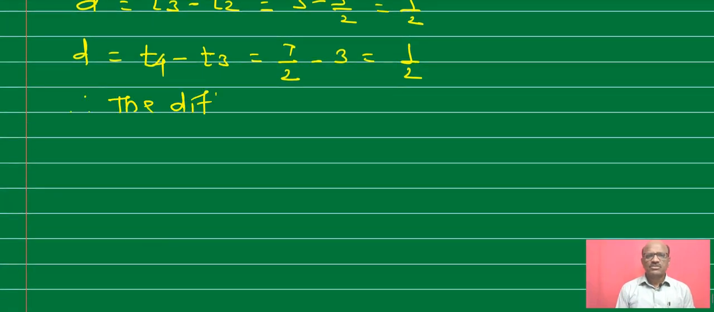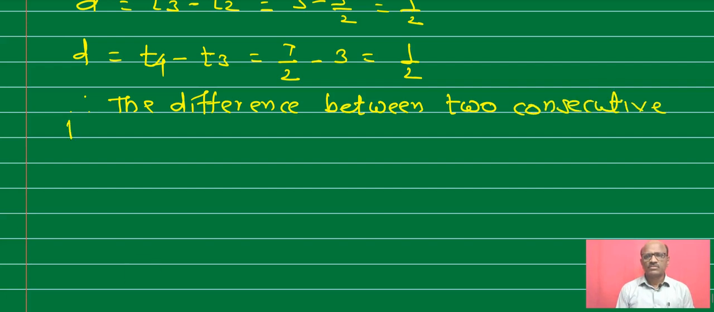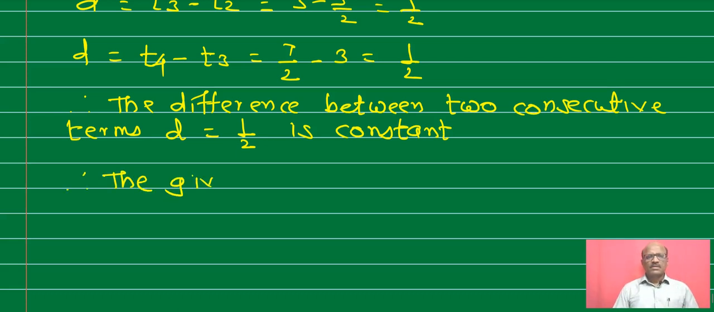Again, the difference is constant between two consecutive terms. D is equal to 1 upon 2. Therefore, the given sequence is in AP.